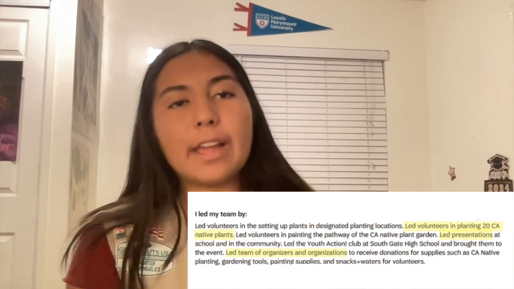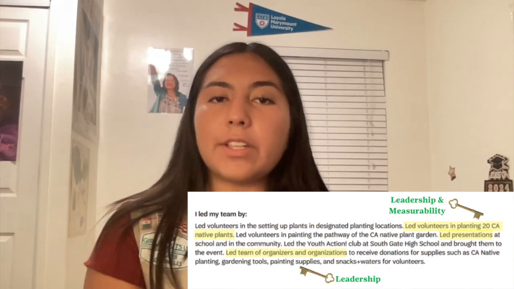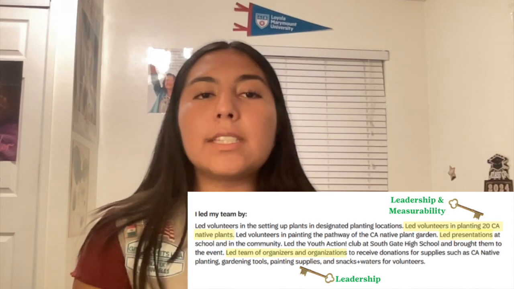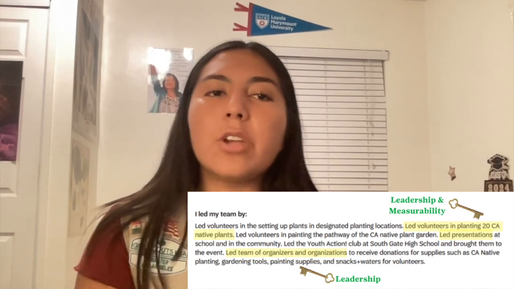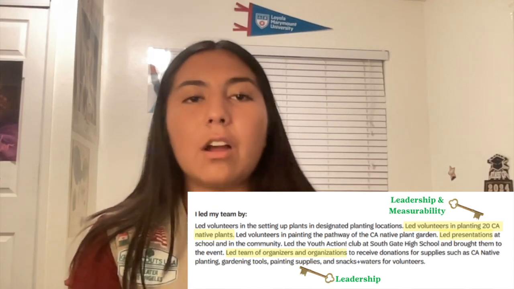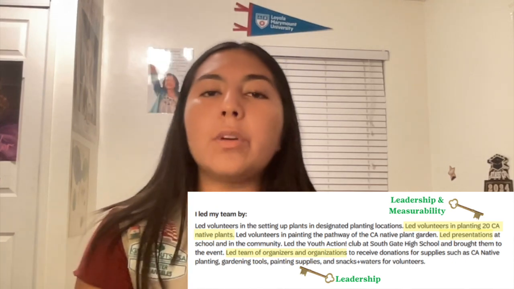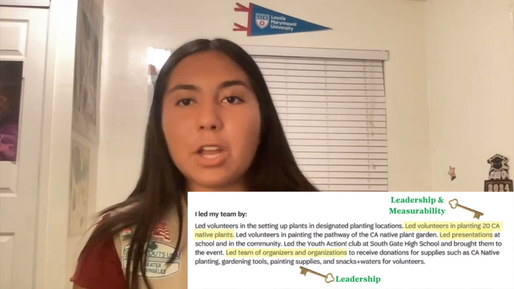Lastly, you will be asked to highlight the key leadership in your proposal. In my proposal, I outlined how I assembled a team of 20 volunteers to plant the garden, as well as leading presentations for youth in my community. In your proposal, you can write about who you will recruit to be on your team and how you will enlist their help to carry out your project.